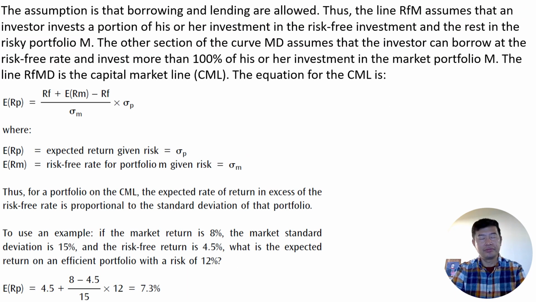Move on. Now we're talking about the expected return of a portfolio, not an individual asset. The formula is like this. Risk-free rate: most of the time, if they don't tell us, we look at the treasury bill return, most of the time 2 to 2.5%. The expected return equals the expected return of the market minus the risk-free rate, divided by the standard deviation of the market, multiplied by the standard deviation of the portfolio. This is how we calculate the expected return of a portfolio.